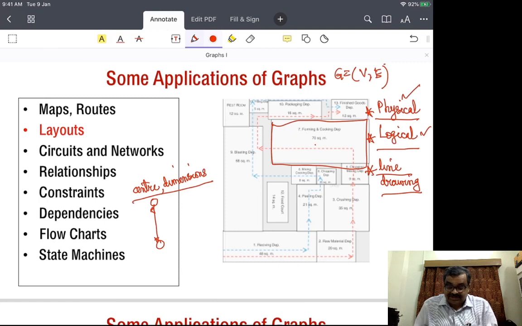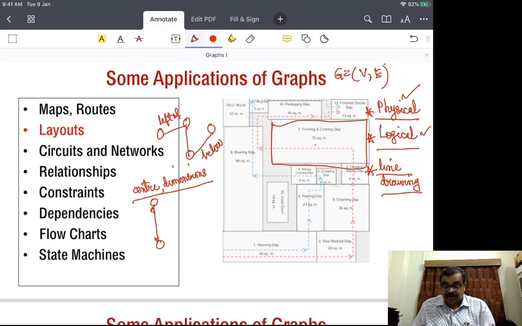Therefore, in the case of a logical layout, we will have nodes as the rectangles. Each rectangle will be labeled by its dimension, and there will be edges between the rectangles if there are constraints like left of, below, etc. And based on this graph that we draw, the physical layout that we make of the rectangles must necessarily satisfy this condition. The third thing that we could do is a line drawing.